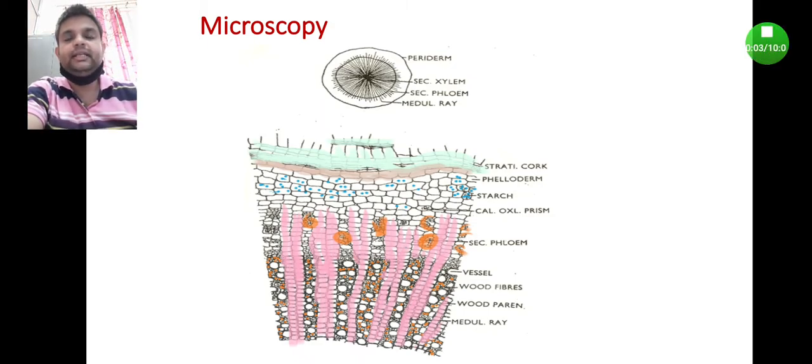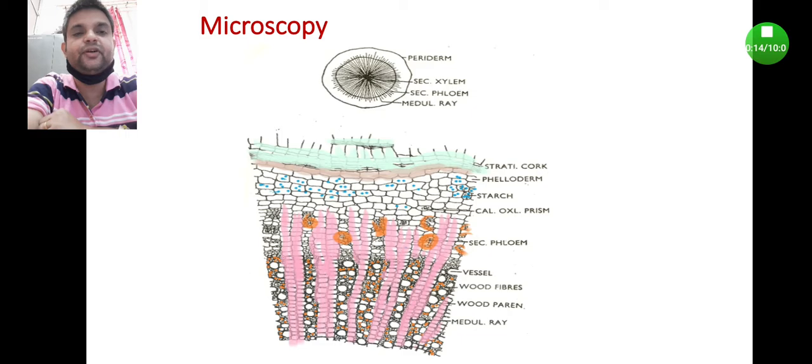Now let us discuss the result of this experiment as we have performed the transverse section. There are very important characters found in Rauwolfia root. The topmost part, as it is cylindrical in shape, whenever we take the transverse section, obviously it will be spherical or round in shape.